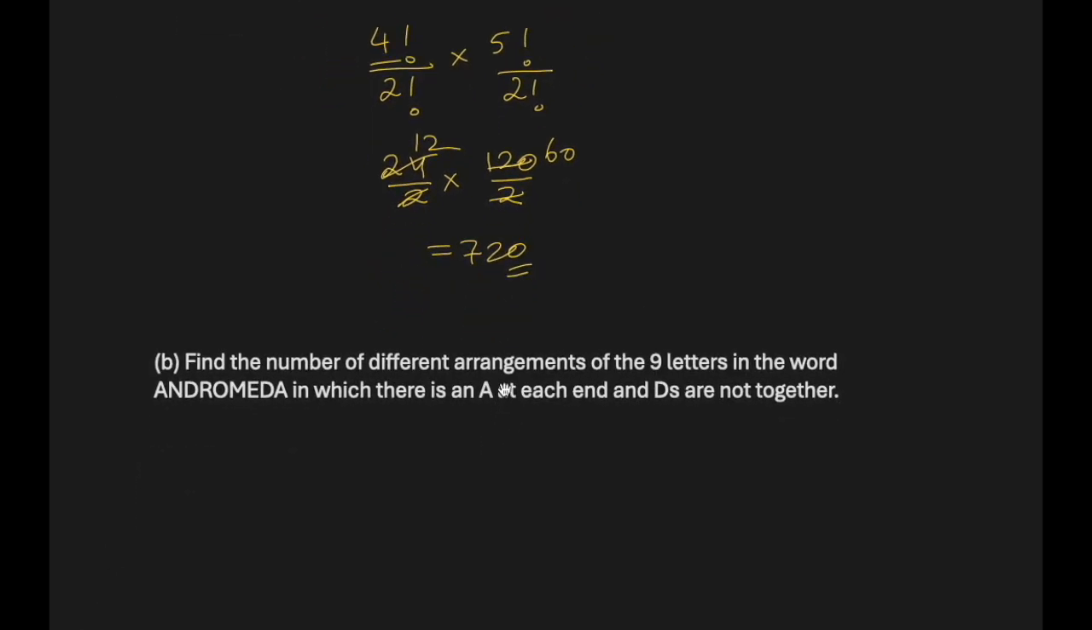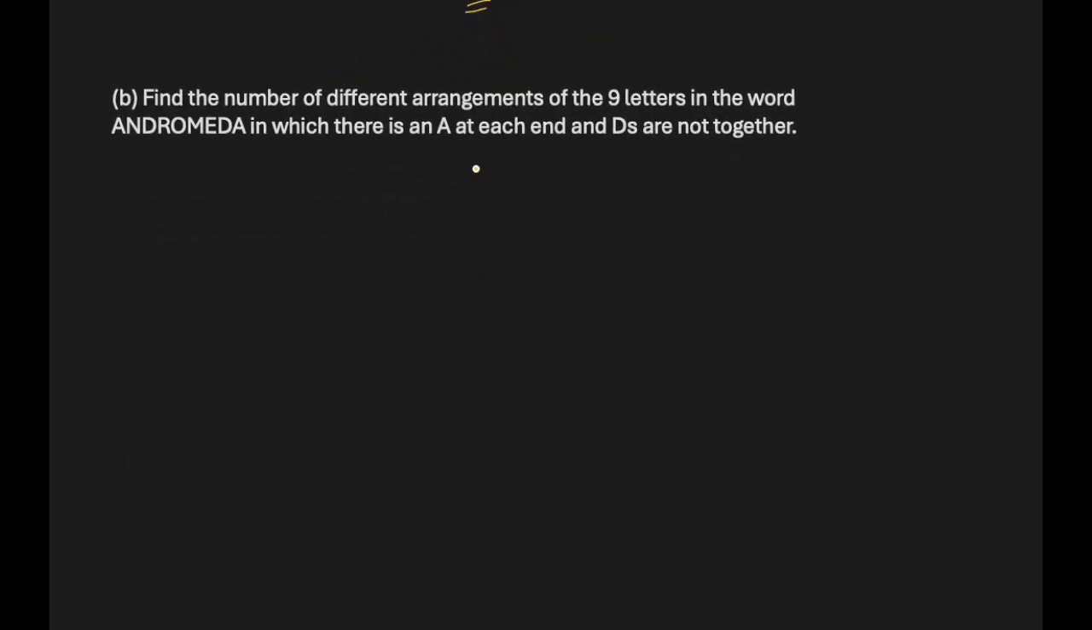Find the number of different arrangements of 9 letters of the word Andromeda, same, in which there is an A at each end. 9 letters. They're saying 1, 2, 3, 4, 5, 6, 7, 8, 9. This is taken by this A, taken by A, and even if they change the places, that's not a different arrangement, so don't worry about A's anymore. So A's are gone.